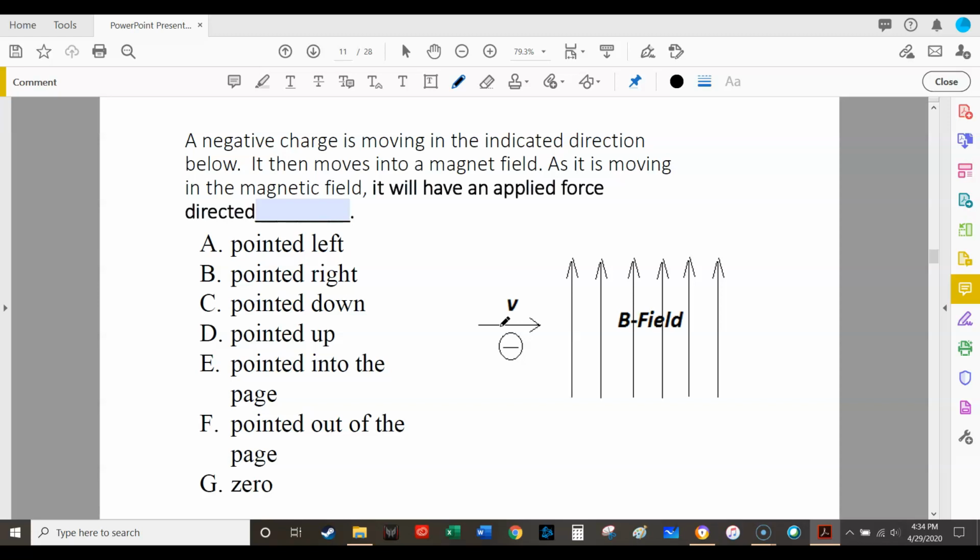Okay, so again I'm going to point my thumb to the right, and my fingers are pointed to the top of the screen. So again, I'm looking at my palm. But from what we learned earlier, the right hand is predictive for the direction of a positive particle or the current. A negative particle, you do the opposite of whatever your hand is telling you to do. Since my palm is pointed at my face and this is out of the page, that's what the direction of the force would be for a positive particle. A negative particle will be into the page. So the answer is E.